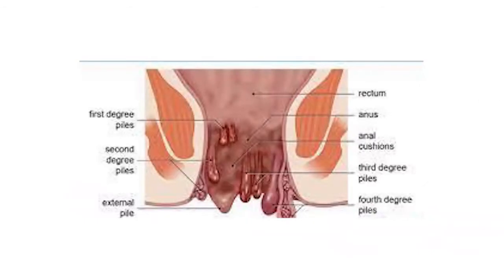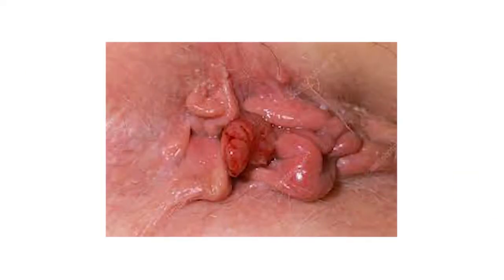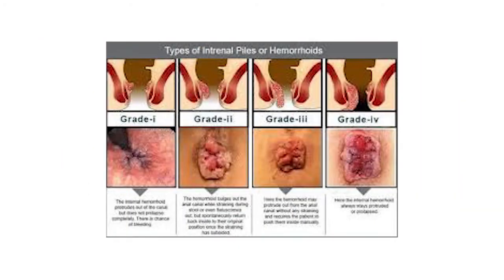Here is a good image showing the different grades of piles. First grade, second grade, third grade and complete procidentia, complete prolapse of the piles. First degree piles, second degree piles, external piles. A good picture is here. This is also a good picture of the external piles. These are the types of internal piles or hemorrhoids showing grades first, second, third and fourth.